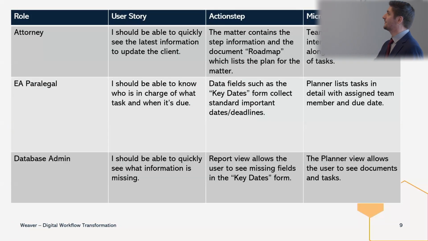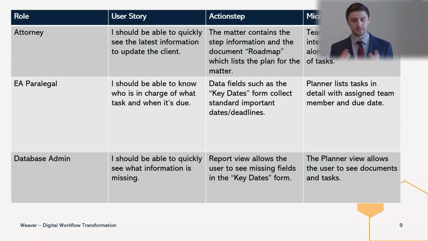So hopefully, trying to do a little bit of a summary here, we have the different roles. Now the attorney, at the beginning, is going to be saying, I should be able to quickly see the latest information to update the client. The attorney is not going to want to be overseeing the matter in every single little detail. He wants to hand that off to the EA paralegal. But he still needs to see the important information, to know what's happening so that he can confidently talk to the client.